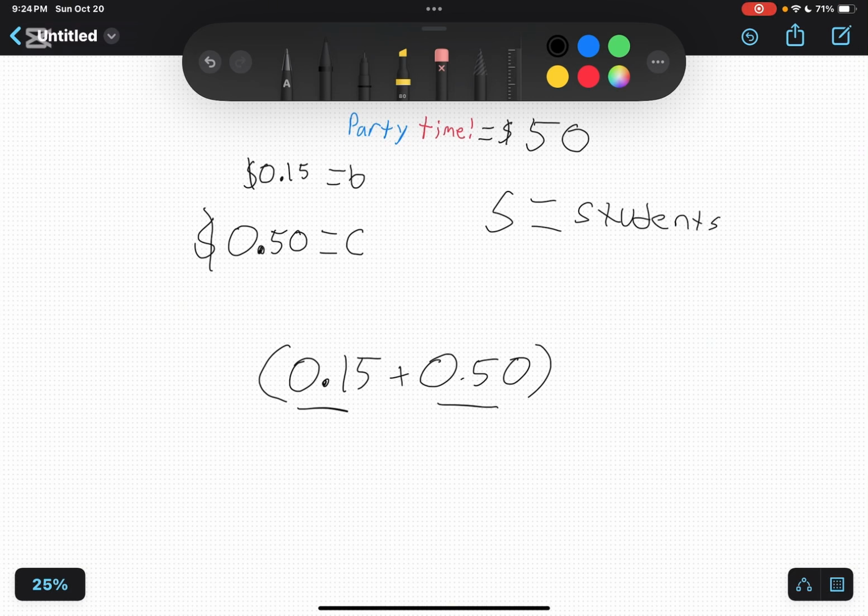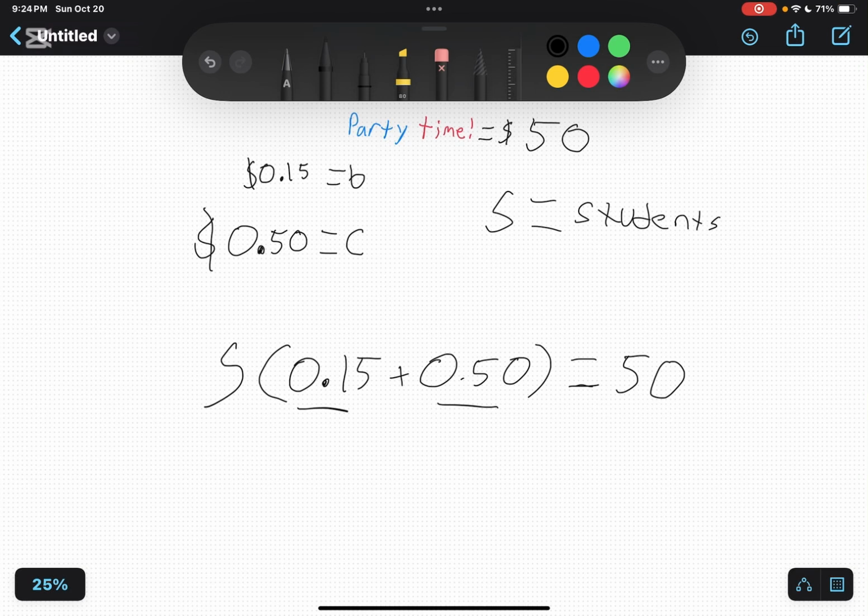Handwriting's a little silly. S is the students. Remember, if the variable, it could be X, Y, P, if it's next to anything, it is multiplication. And remember, it has to equal 50 because that's our limit. That's the most amount of money that I'm willing to spend for this party.